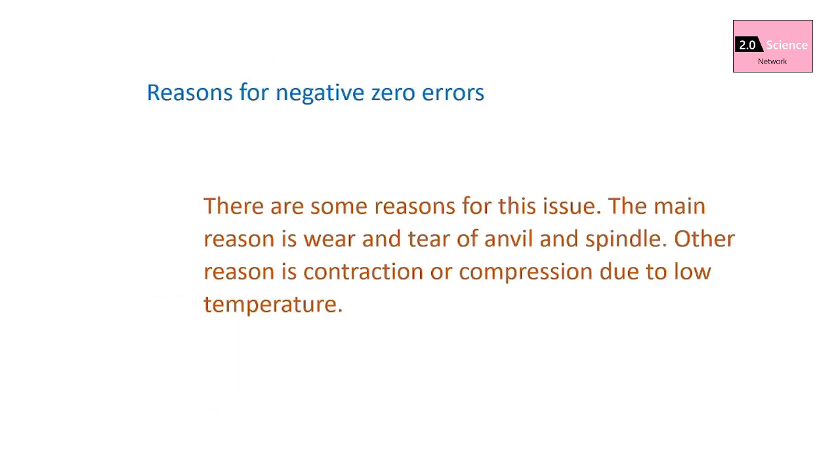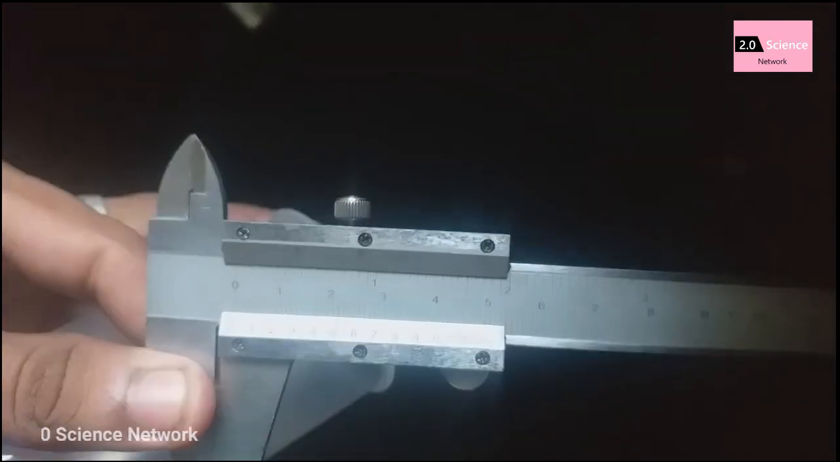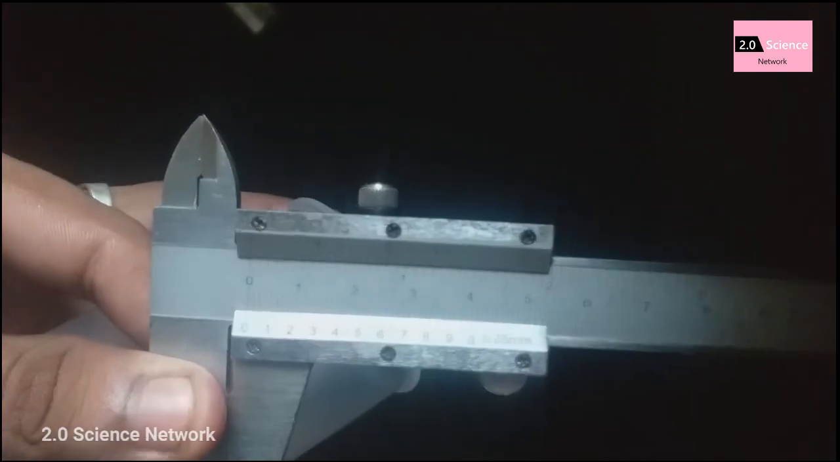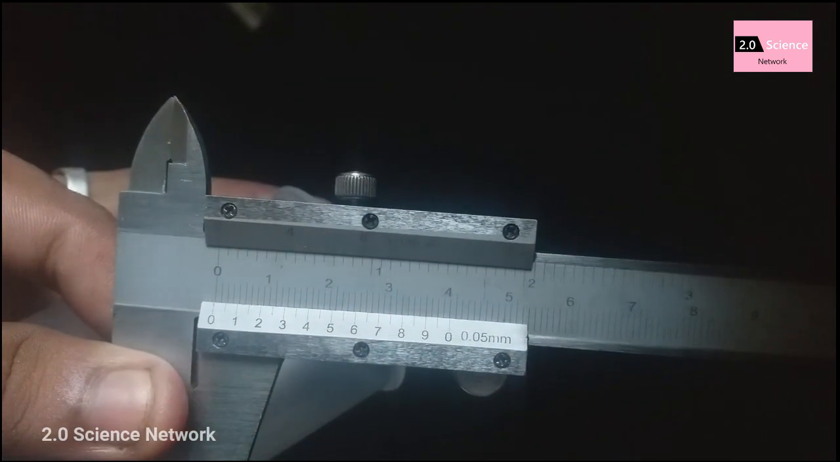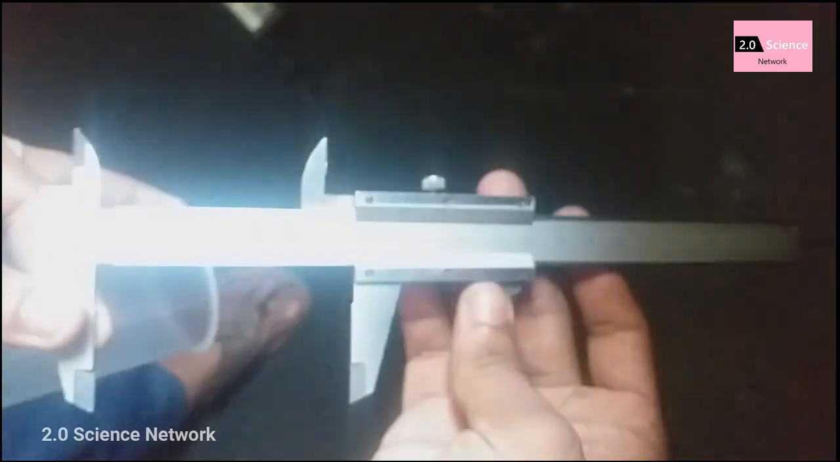There are some reasons for this issue. The main reason is wear and tear of the anvil and spindle. Another reason is contraction or compression due to low temperature. Here is an example question. This is an actual Vernier caliper. You can calculate the least count, zero error, and get the reading. After that, correct the error.